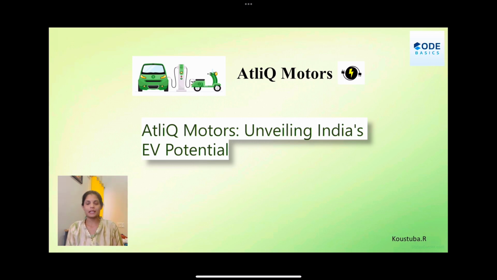This challenge provided an excellent platform to explore and analyze the Athlete Motors electric vehicles market revolution in India. Here I am using the Power BI tool to explore the findings. Throughout this project I have conducted both primary and secondary analysis to ensure a comprehensive understanding of the EV landscape. I have incorporated all these insights into the Power BI dashboard, which I'll be walking you through today.